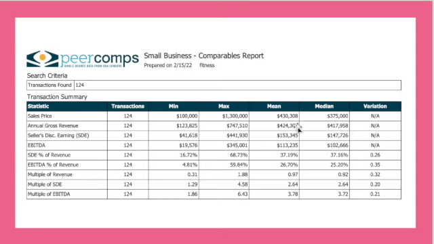It shows that on the average, or the mean, these businesses had sales of about 430, and a median, or middle number, of 375. Why would you use a median versus the average?